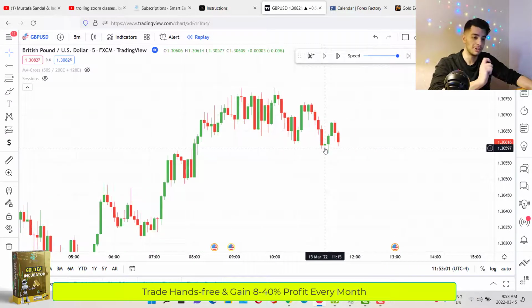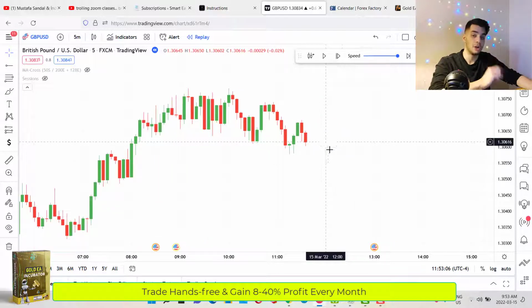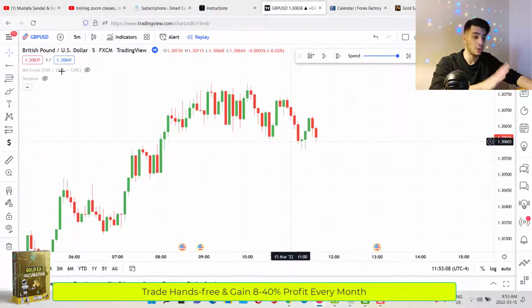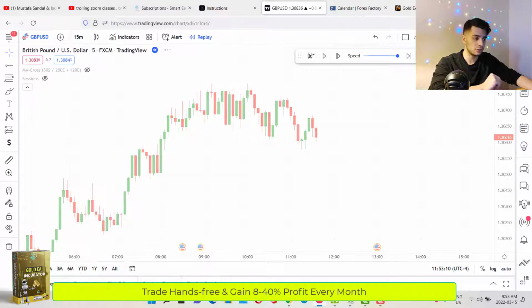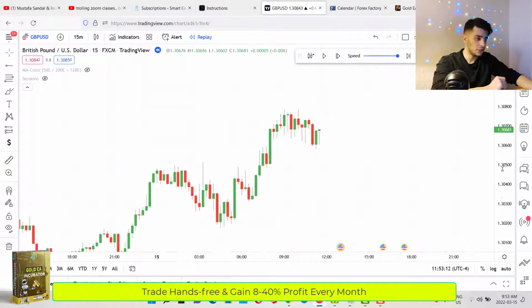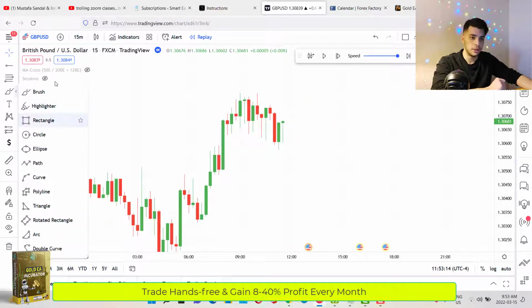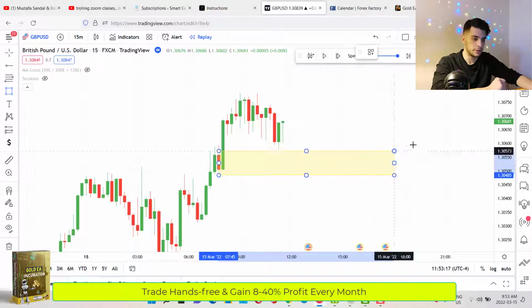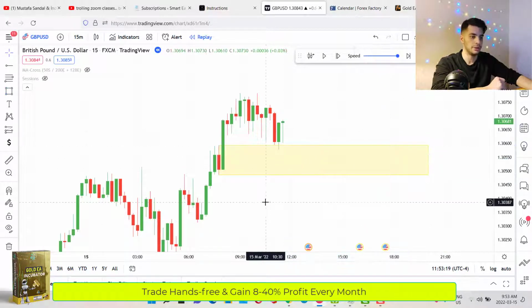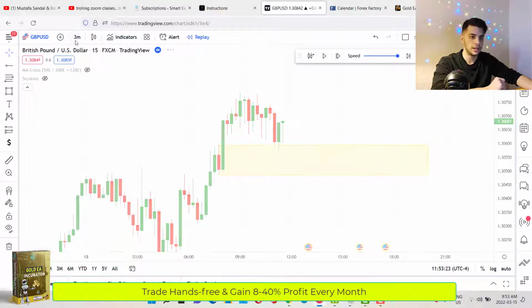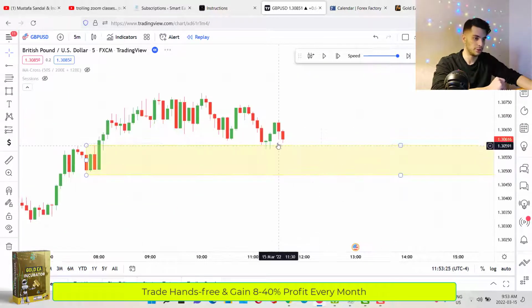But high probability order blocks are always good, I would say 80% of the time. If you combine them with Fibonacci, that's even way better. In this case, you can also change your time frame to a 15-minute time frame, and you see that we have a high probability order block here. The price literally tapped into this level, and after that you can probably take your trade somewhere around here.